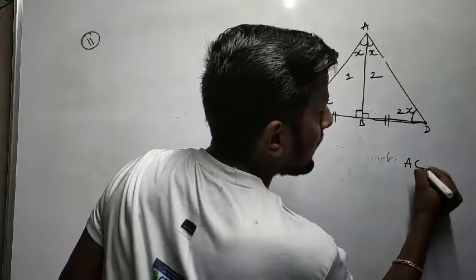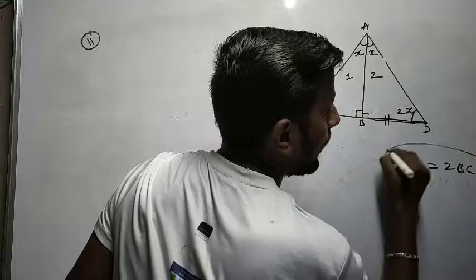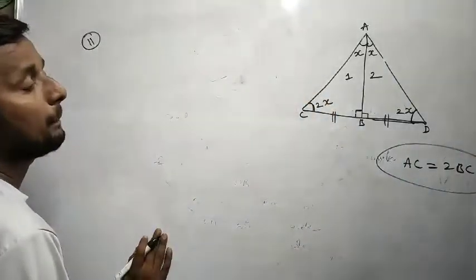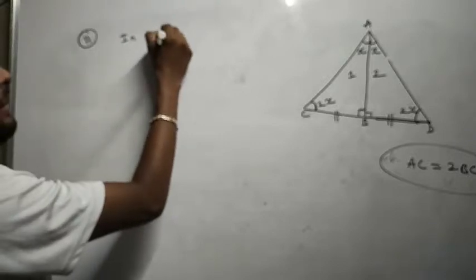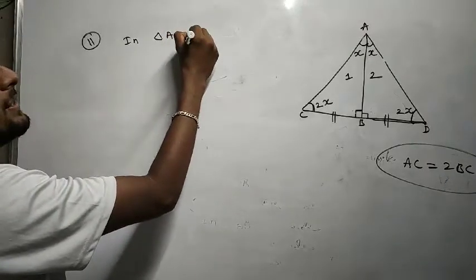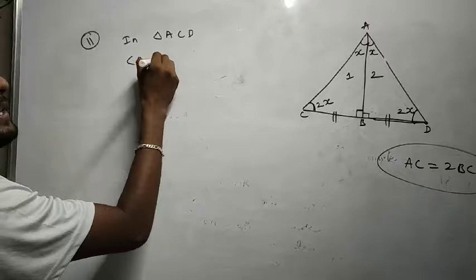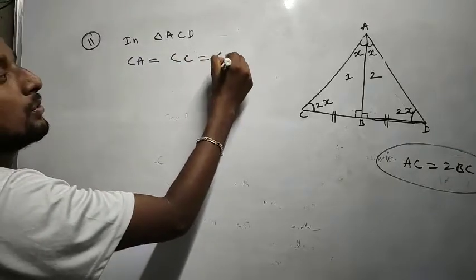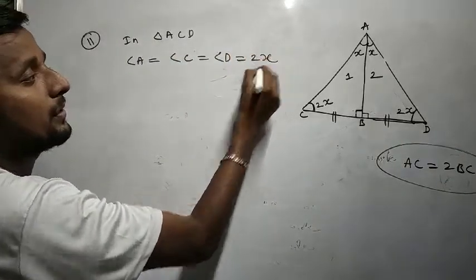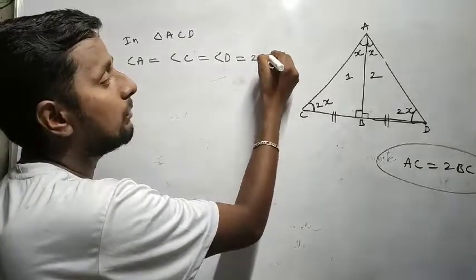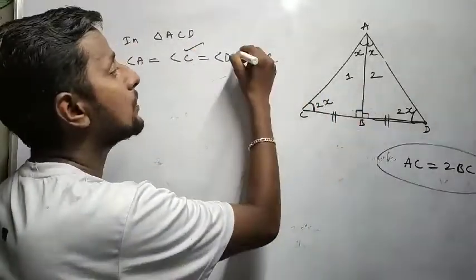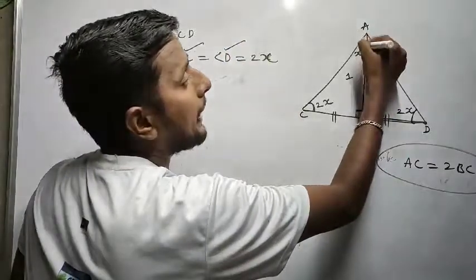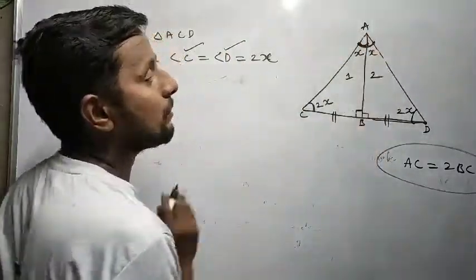Actually, what should we show? We have to show AC is equal to 2BC. This is the relation to show. Now look at it. In triangle ACD, angle A is equal to angle C is equal to angle D is equal to 2x. How can you know? Angle C is 2x, angle D is also 2x, and angle A is x plus x, which we can write as 2x.